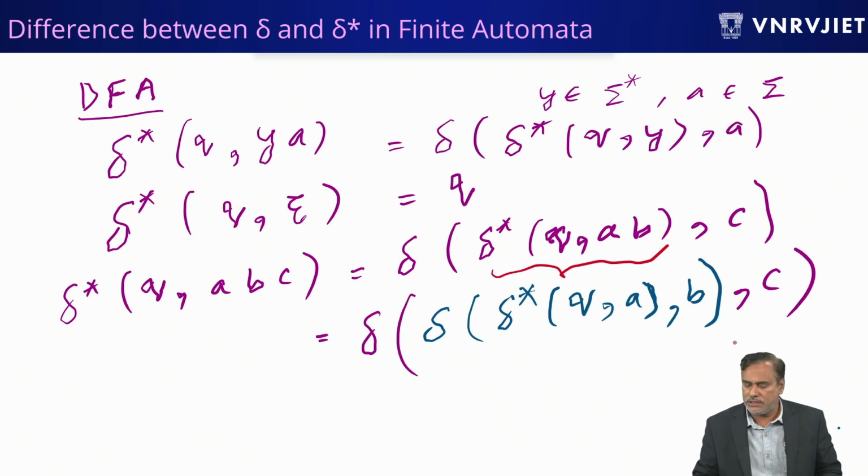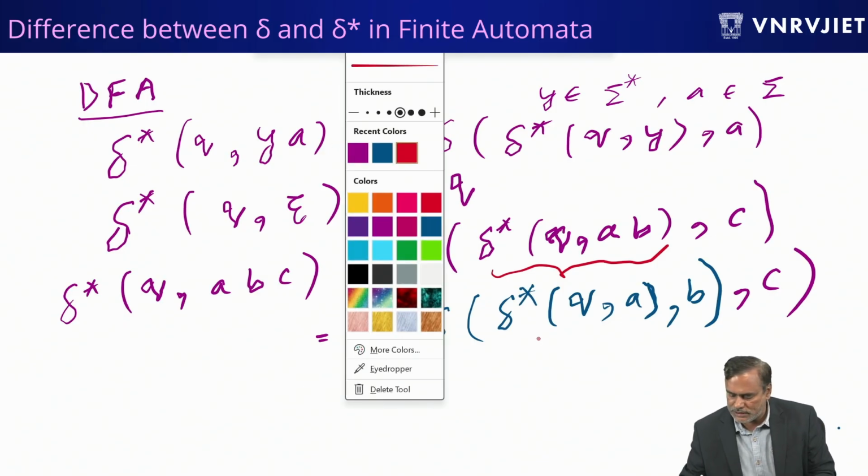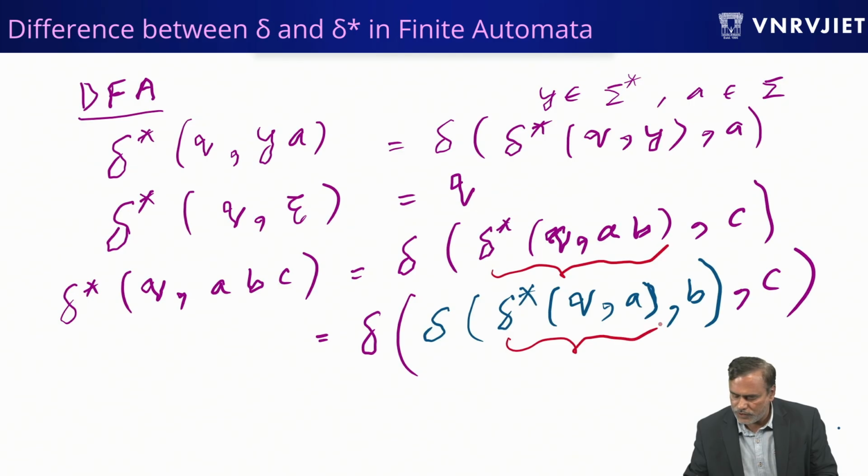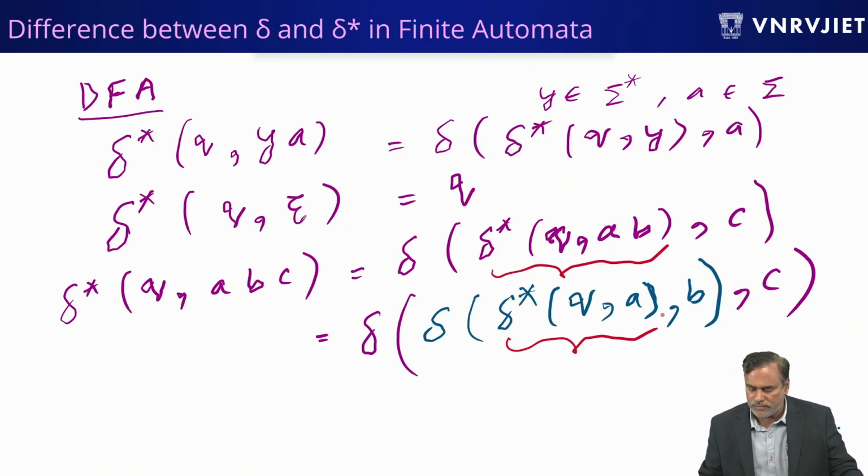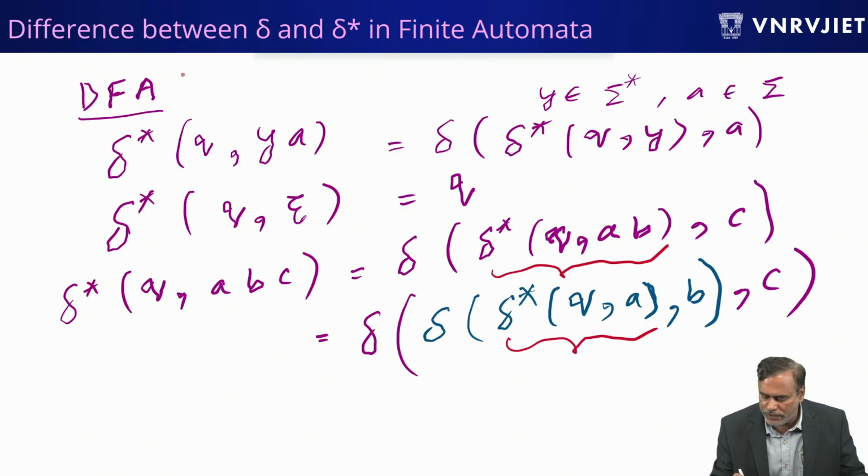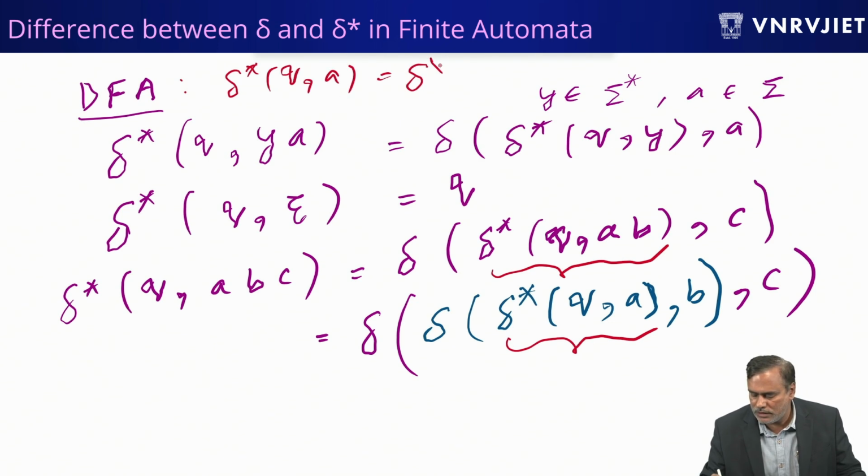I think you have understood this. In a similar fashion, I am going to expand this delta star of Q, A. With respect to NFA or DFA, you know delta star of Q, A is delta of Q, A itself. That is, for a single input symbol, delta star of Q, A has no change.